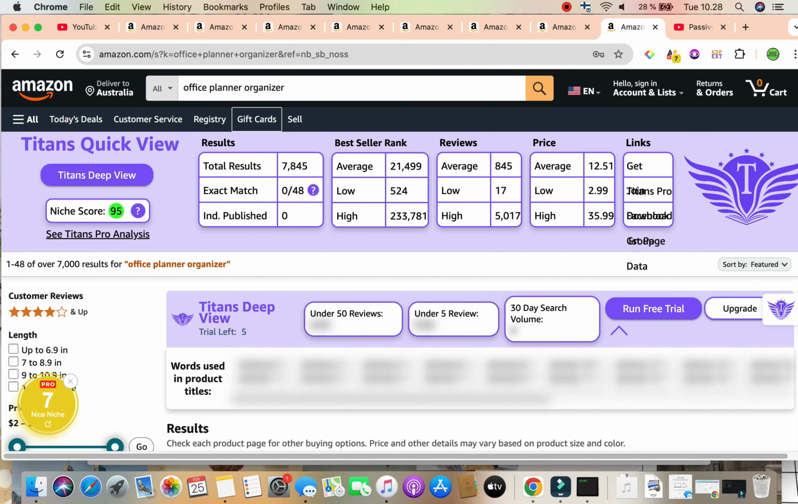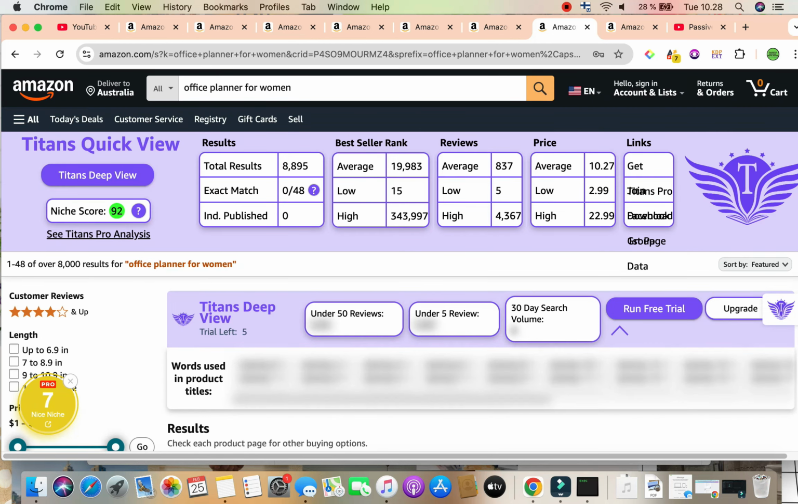So let's talk about the second keyword that you can use for the 7 keyword slots, and this one is Office Planner for Women. We've got a really good high keyword niche score by Self-Publishing Titans Chrome extension of 92. Also, Amazon's Cat Pro has given us a number 7, categorizing this as a nice niche. Coming to the total results, they're sitting at 8,895. The bestseller rank is 19,983, which is below 100,000. The reviews are 837, and the price is average $10.27.